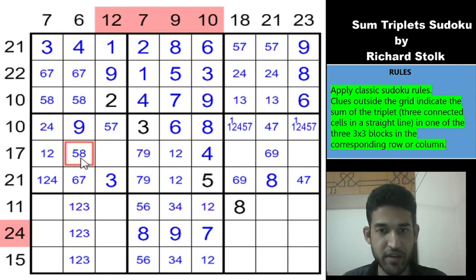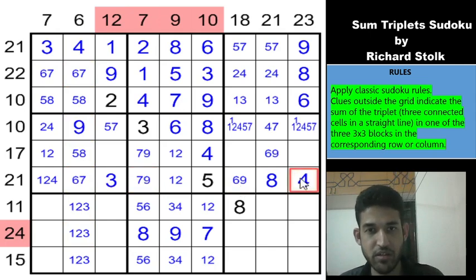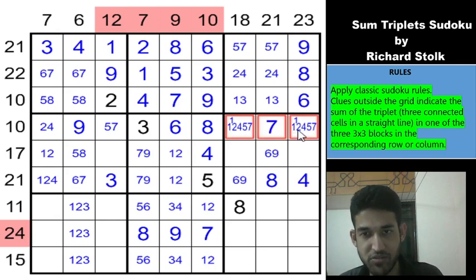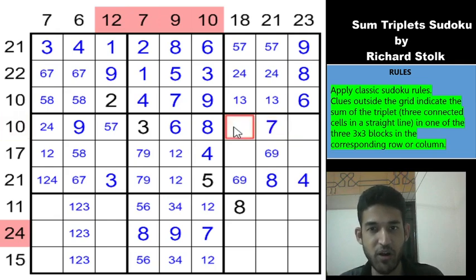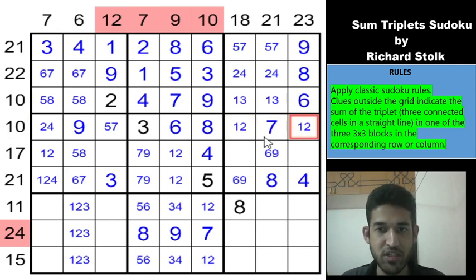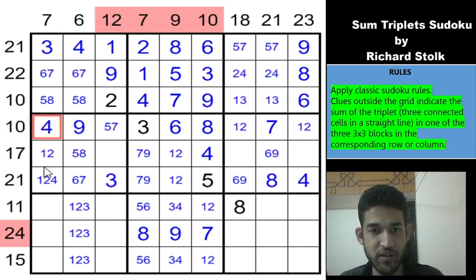So this must be 5, 8. And I have 6, 7, 9 triplets. So this must be a 4, which means this must be 7. And these two cells must be 1, 2 for the 10. Wow. So now we are satisfying all the clues. So this must be a 4. And I must have 1, 2 here.